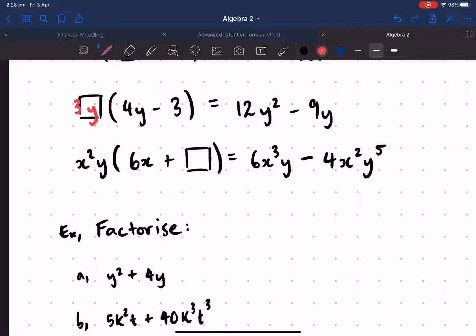All right, last one looks a little bit gross. First term times 6x. Well, you're going to get 6x cubed with a y, because I've got x squared times x to the 1. And remember that we're going to add powers when they're the same base. So then we're looking at this second term, and we're saying if I've added an x squared and 1y, what must have already been there?